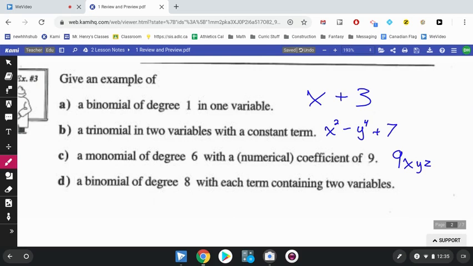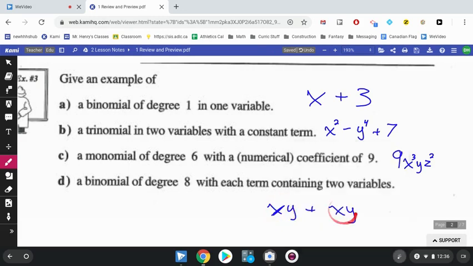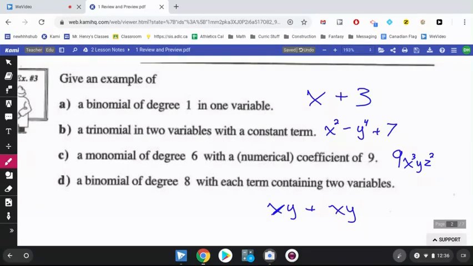The only thing I need to worry about is getting to the degree of 6. So maybe I say it's x to the 3, z squared, and y to the 1. If I add up those exponents, I get to a degree of 6. And again, many options. A binomial of degree 8, each containing 2 variables. I'm going to stick with x's and y's because I'm not very original. xy, that's my first term, plus xy, that's my second term. Now I need to figure out the exponents to get that degree of 8. I'll make it in the first term. The second term doesn't matter. As long as I have one term with degree 8, the whole polynomial has a degree of 8.